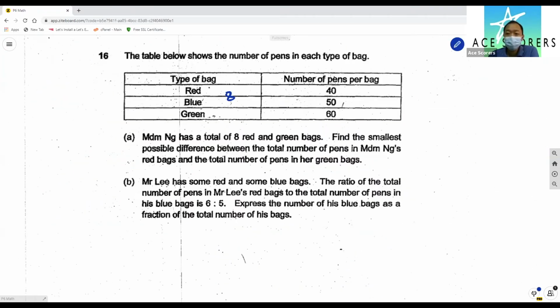Oh, I know what's wrong. It's 8 red and green, sorry. So this plus this. Okay, so what's the combination? You choose how many? 5 here, and then 3 here, correct? Now, is there any other combination? Find the smallest possible difference between the total number of pens in Madam Ng's red and total number of pens in her green.